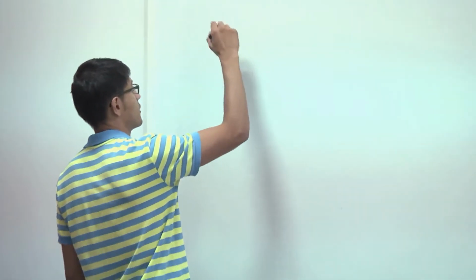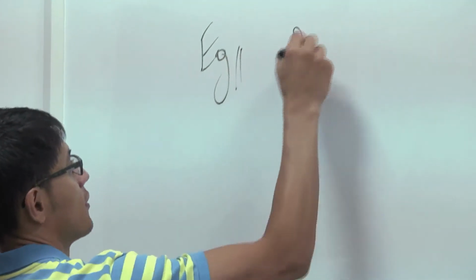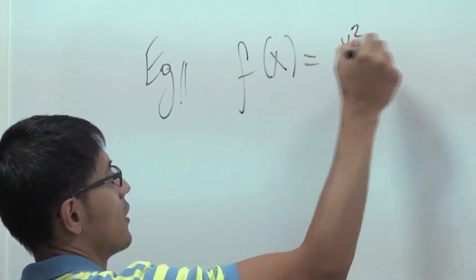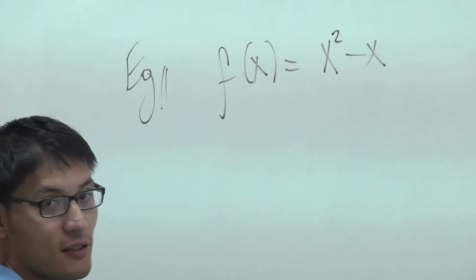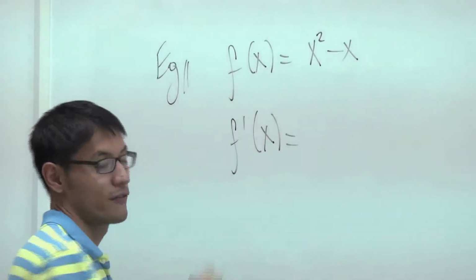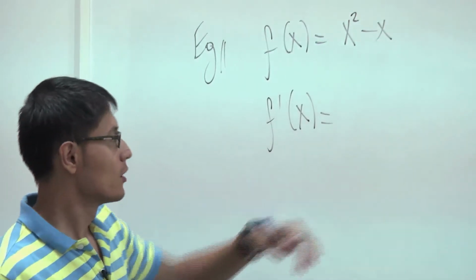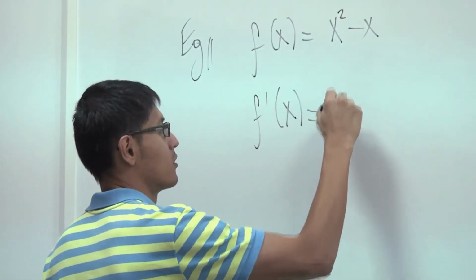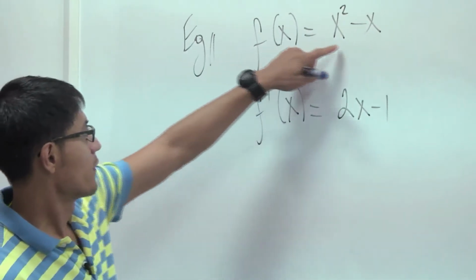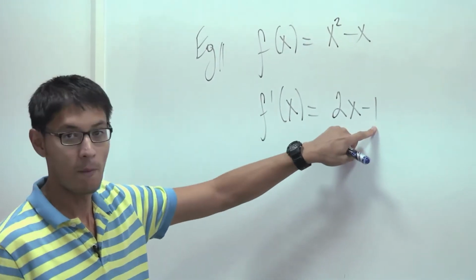You know from the previous lecture that if, for example, we have a function f of x equals x squared minus x, then we can find the derivative of the function using the limit definition. And in the end, if you remember, you get 2x minus 1. So if the function is x squared minus x, its derivative is 2x minus 1.